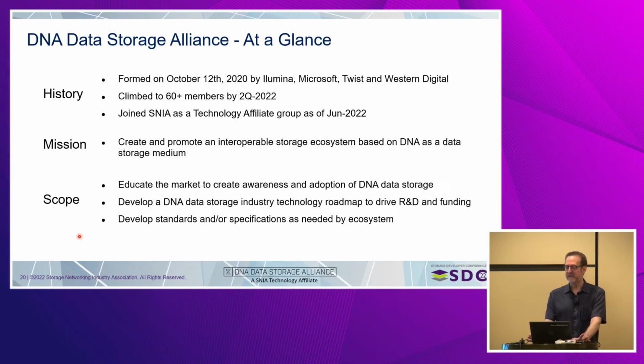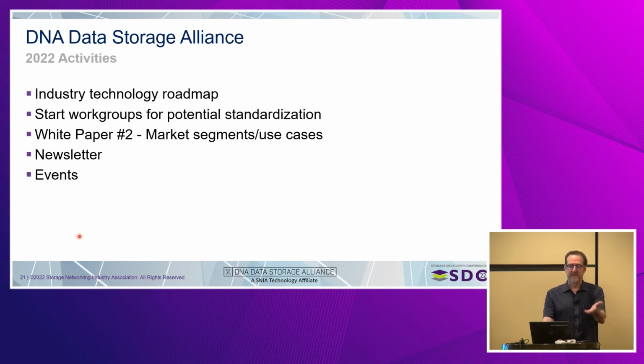I think we're trying to be very humble about not prematurely standardizing things that aren't naturally suited to being standardized, because you don't want to stifle innovation. But we do believe there are some areas that we can work on now. So what we're working on now is the roadmap. We've started some work groups in SNIA in the Alliance for standardization.